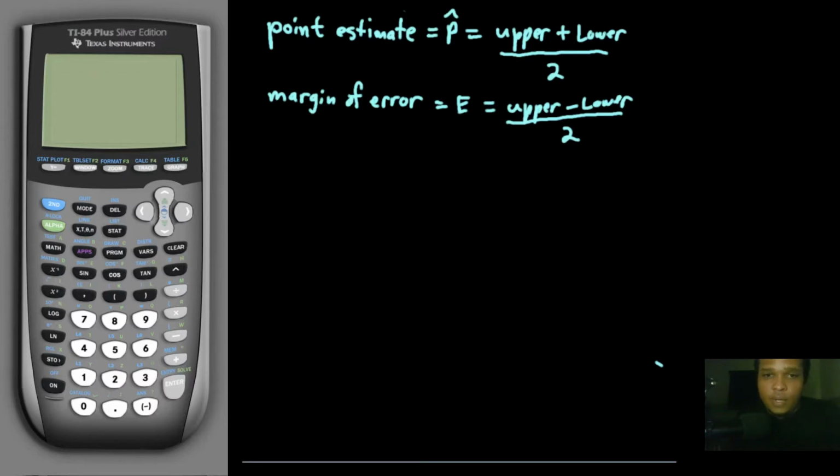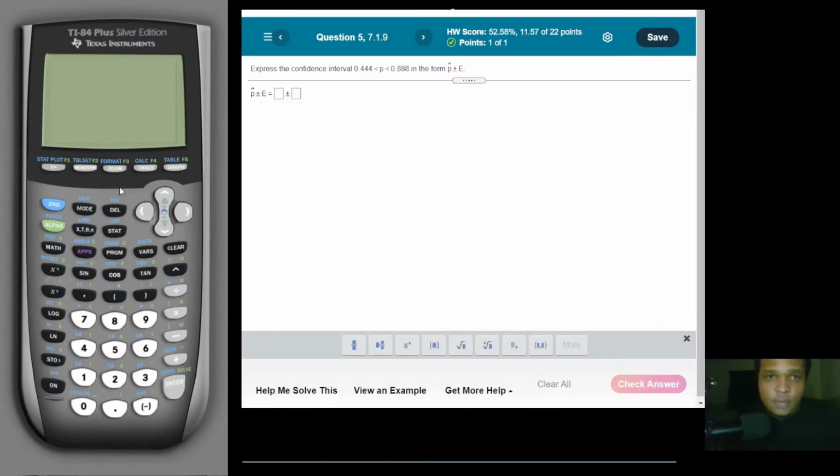So in our calculator, let's turn it on. We're gonna have our upper, which is 0.888. We're gonna go ahead and add 0.444, hit enter, divide that thing by 2, and that's gonna be your P hat, 0.666. All right, let's go ahead and put that in. All right, so we have 0.666. Let's go back to the calculator.